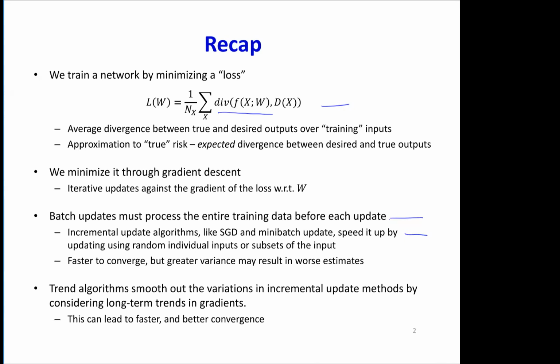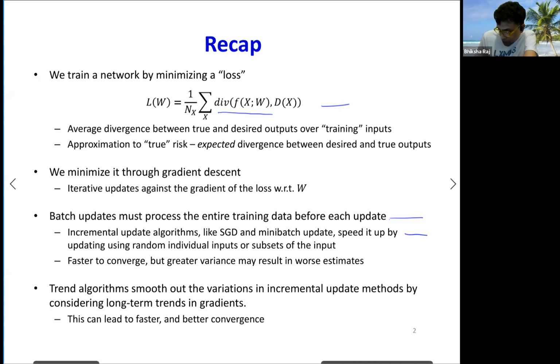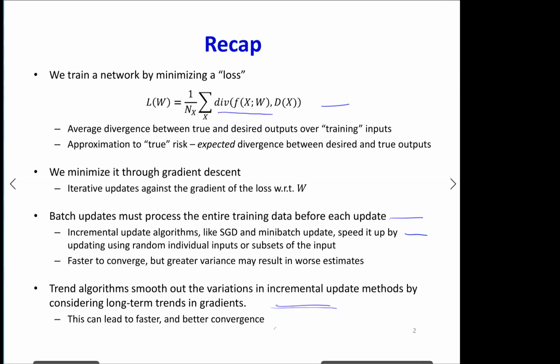And so, in part to smooth out the natural variation that occurs due to using these incremental updates, we like to use trend algorithms like momentum, Nesterov, or Adam, which smooth out the gradients using long-term trends and result in faster and better convergence. So this is a quick recap of everything we've seen so far.